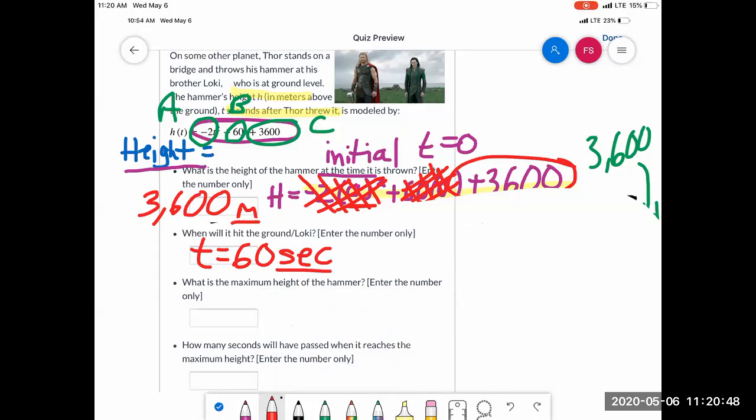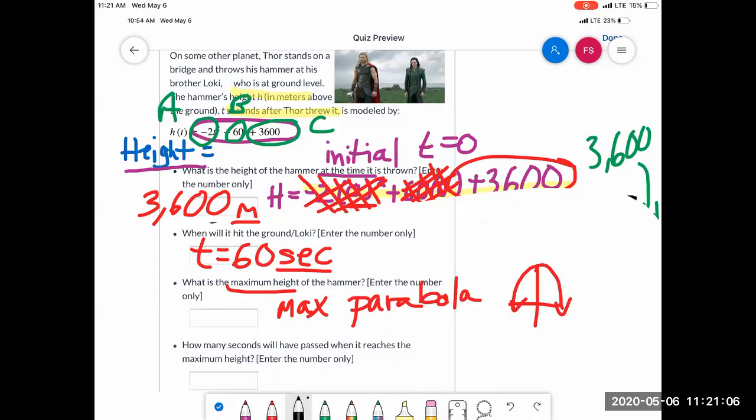Labels are very important. All right, we want to know the maximum height of the hammer. This is the same thing as the maximum of the parabola. And remember that parabola is just what we call the shape of the quadratic function. So our graph looks something like this. And we want to know what's that very top point. Remember, the x is going to be the number of seconds, and the y coordinate is going to be the height, and that's what we care about, is that y coordinate.